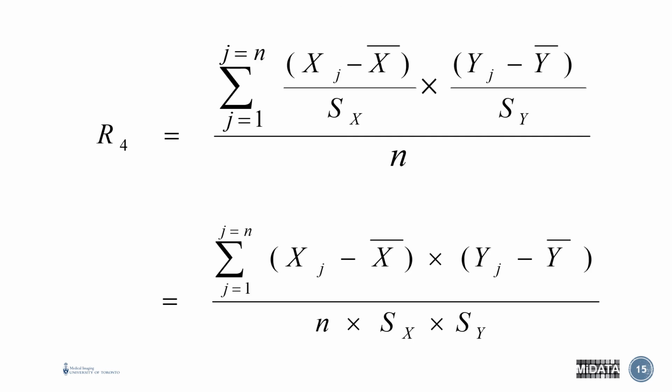Okay, here's the math for R4, our fourth attempt at a measure of association. If you have a look at the top, this is the sum of the difference of X from its mean over its standard deviation, multiplied by the difference of Y from its mean over its standard deviation, all of it divided by n. If we rearrange this equation, we end up with this lovely equation at the bottom, which, as you can guess, is the Karl Pearson coefficient of correlation. And voila, we have successfully duplicated what Karl Pearson put together many, many, many years ago.